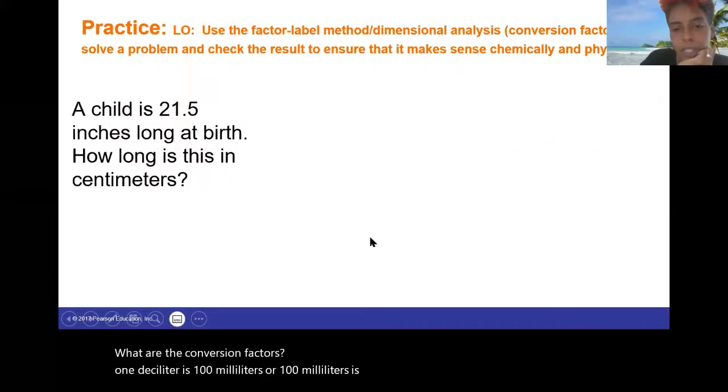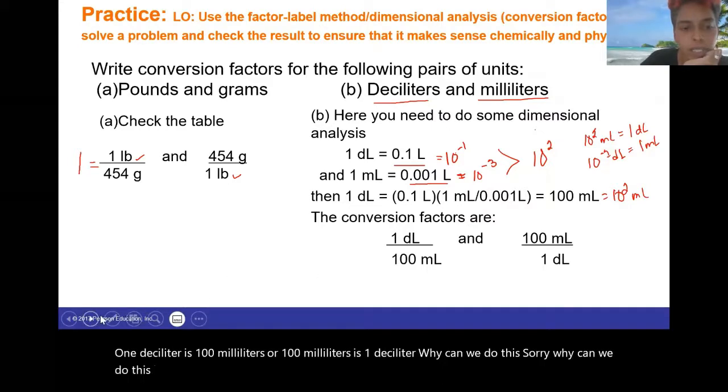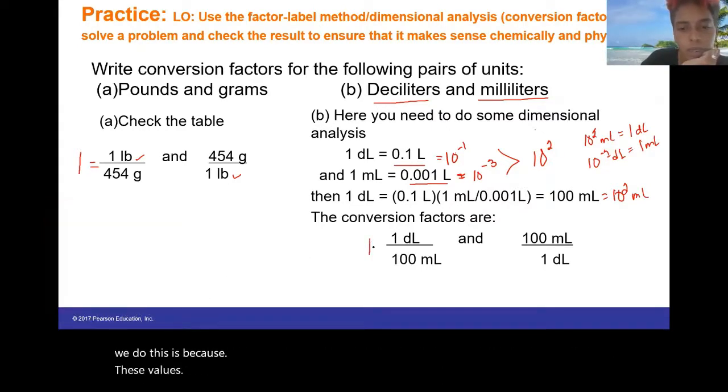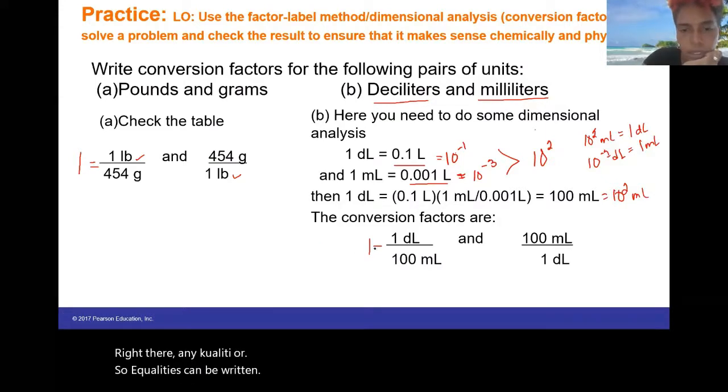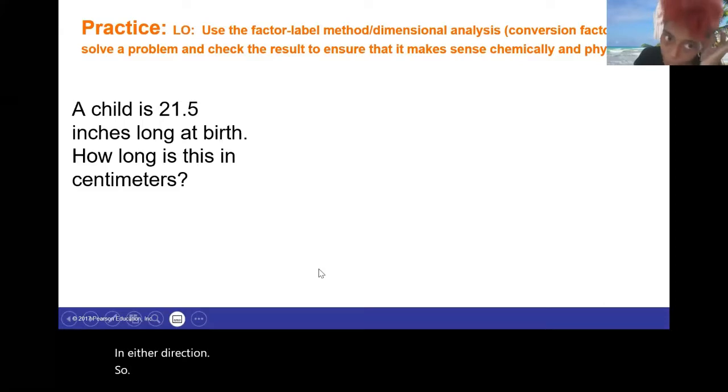Why can we do this? It's because these values are equal to 1, right? They're an equality, so equalities can be written in either direction. Okay, so let's do a little bit of practice.